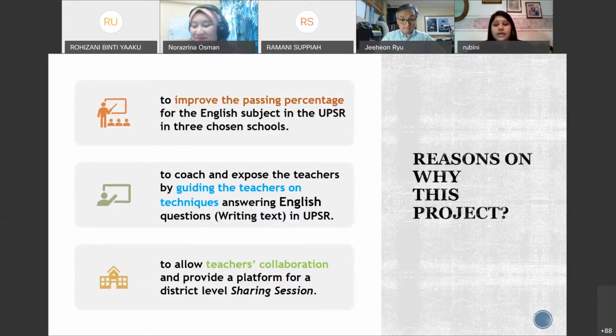And thirdly, hopefully this project will be a platform allowing teachers to collaborate, and it was a district level sharing session. To stress here, PLC is well known in almost every school, and in Kedah there will be an EPLC report that each school sends, I think quarterly, last year. However, my intention in creating this project is to see whether there can be a platform at district level, meaning schools helping another school. So that is the reason why this project was created.